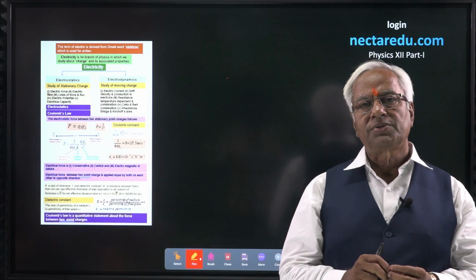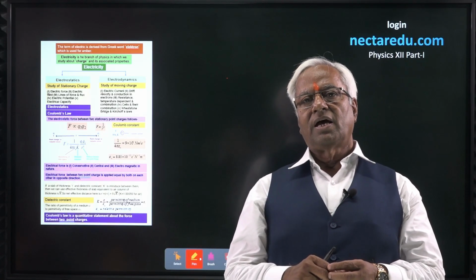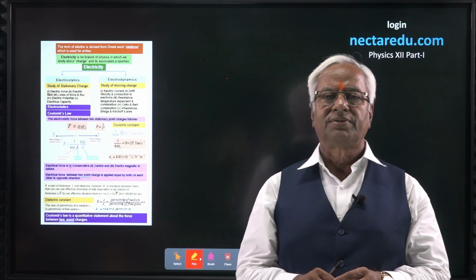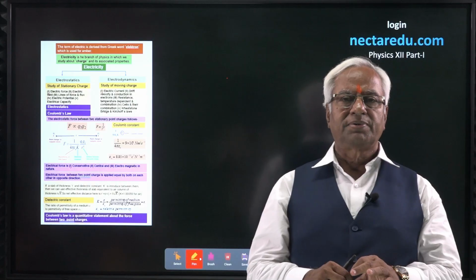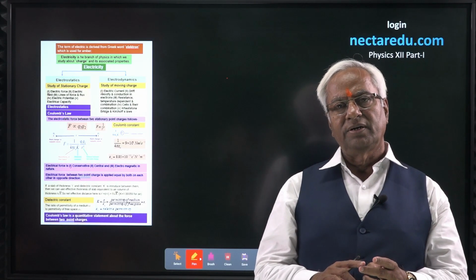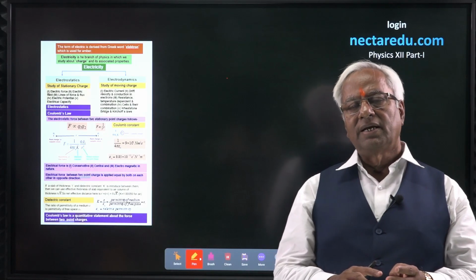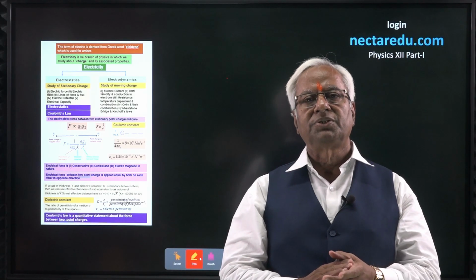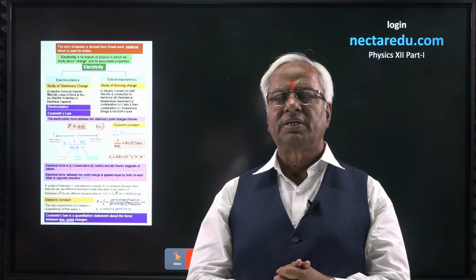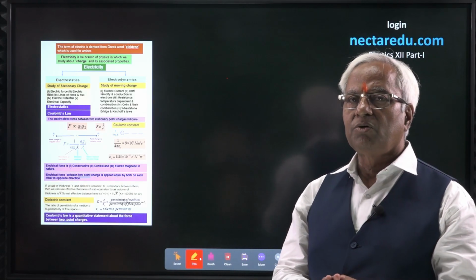electrostatics. What is electrostatics? In it we study the properties associated with charge at rest. Here in this chapter, in this branch, we study electric force, electric field, electric lines of force, electric potential and capacity. In electrodynamics, we deal with the properties that are related to charge in motion.